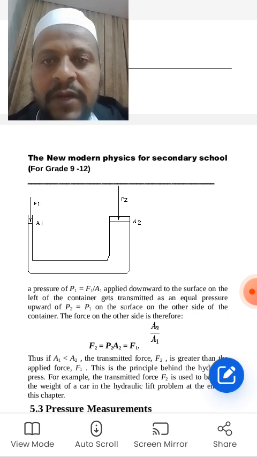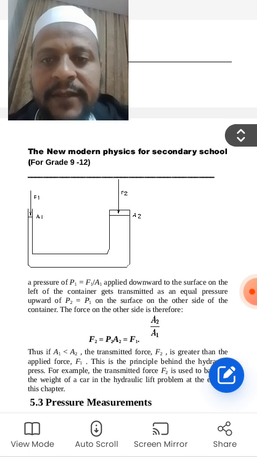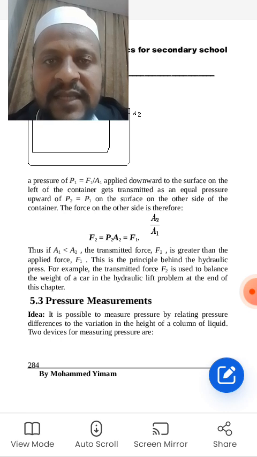a pressure of P1 is equal to F1 over A1 applied downward to the surface on the left of the container gets transmitted as an equal pressure upward of P2, which is equal to P1, on the surface of the other side of the container. The force on the other side is therefore F2 is equal to P2 times A2, which is equal to F1 times A2 over A1. Thus, if A1 is less than A2, the transmitted force F2 is greater than the applied force F1. This is the principle behind the hydraulic press.